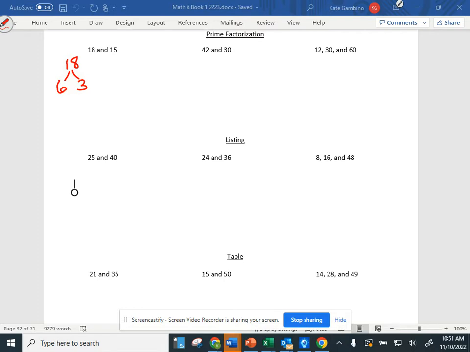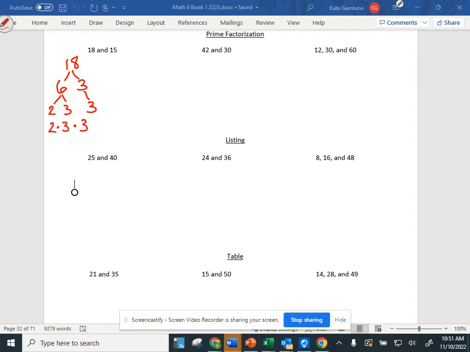Can I break down my 6, Isabel? To what? 2 and 3. Can I break down my 3? No, so that's going to stay 3. I still bring it down as I'm making my tree grow as it gets bigger. So my factors are 2 times 3 times 3. This is what we did yesterday.